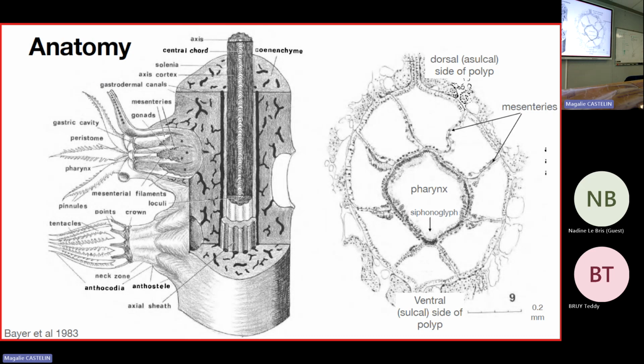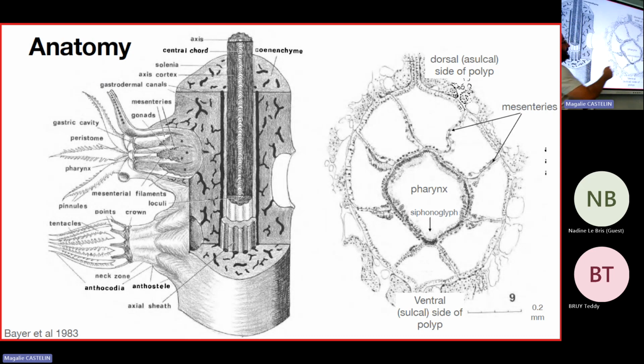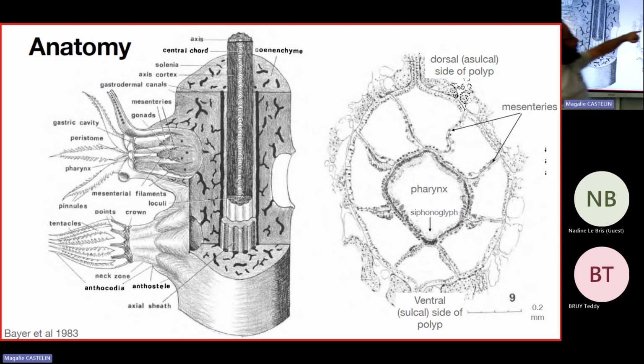And this area is called the anthocodia. So when you look at the description and you see anthocodial sclerites, these are the sclerites that belong to this area. And then the area where the anthocodia meets the branch coenenchyme is called the anthostele. And if we look at the cross section here of our polyp coming on the neck, what we see is the pharynx, the gastrovascular cavity here with the mesenteries.